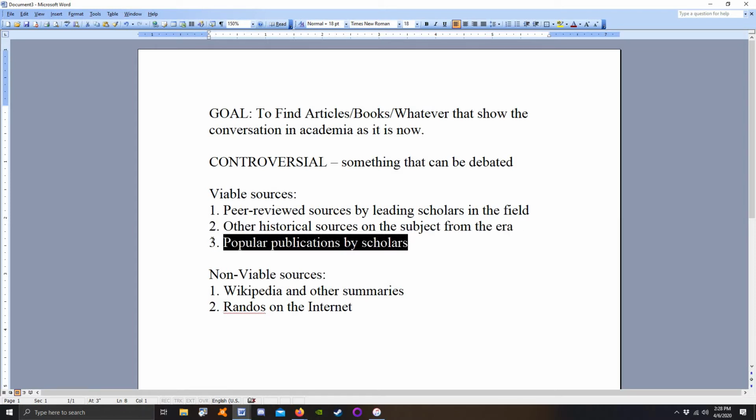The third thing you can definitely use is popular publications by scholars. And this one's a little vague. We'll definitely talk about it more once I walk you through the actual process of research, because it'll become more clear at that point. But what I'm saying is they're major scholars, or at least they're minor scholars. They're reputable in the field. They're experts in what they're talking about. But they're not doing something peer-reviewed. They're doing something for general consumption.